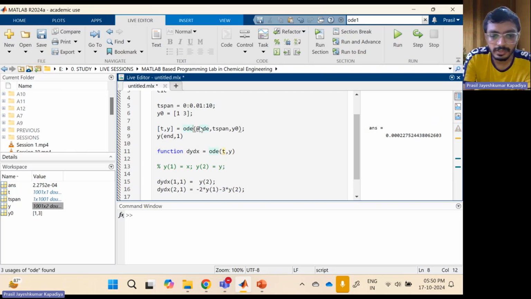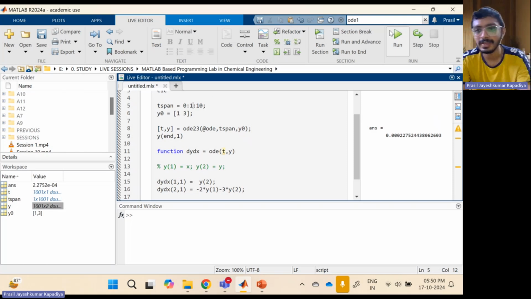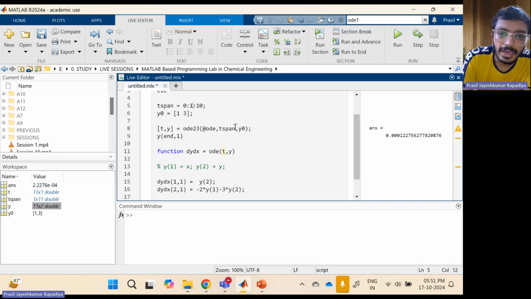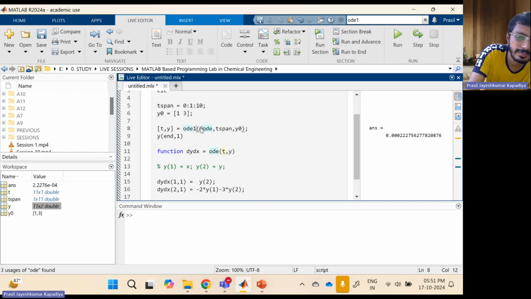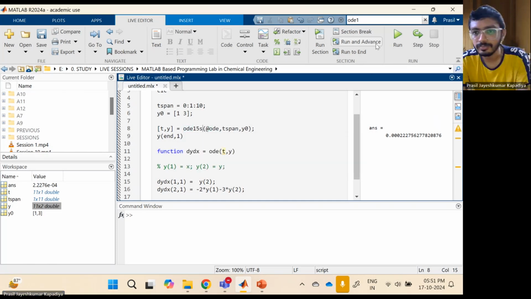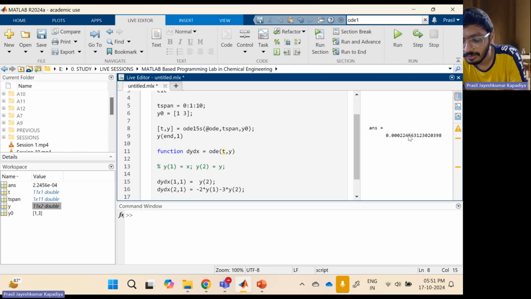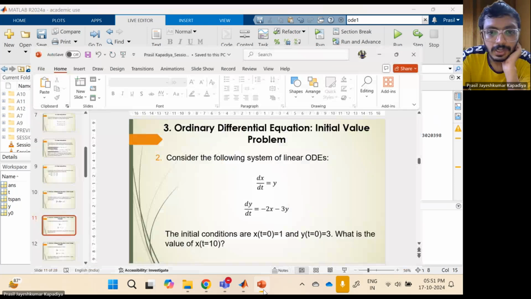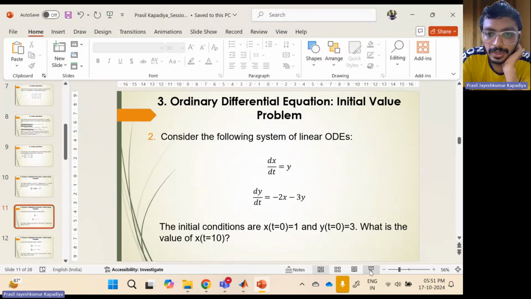If we use ode23, let's take a difference of 1. I guess it's not going to affect a lot. See, same. And if we use ode15s, then also it is not much. It is changing after some digits. Okay, so this is how we can use ode45 or any ODE solver. Okay, let's move ahead with the next problem.